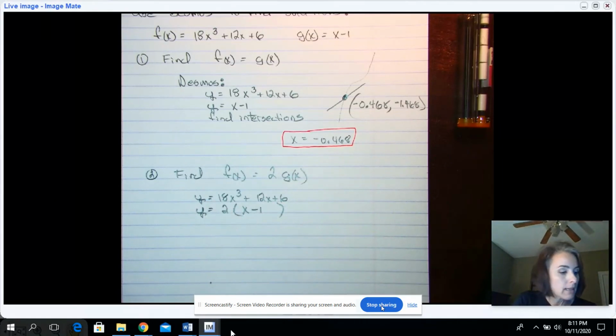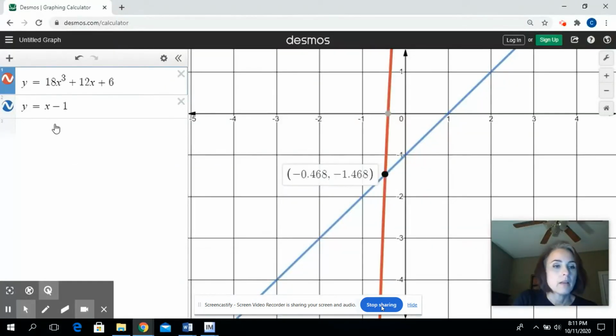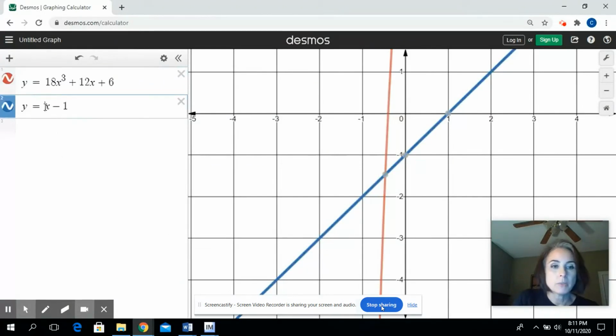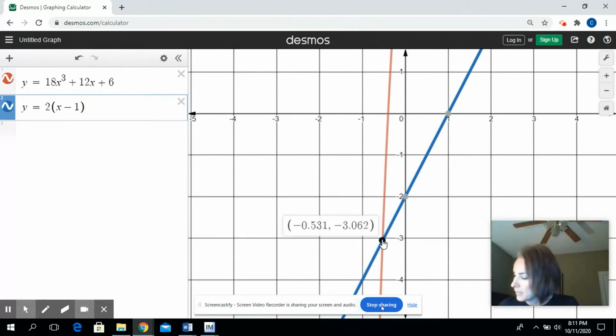So when we go back to here, what I need to do is put a 2 right here, and then put that in parentheses. And then, so where's the intersection? So now, the intersection is at negative 0.531 and negative 3.062.